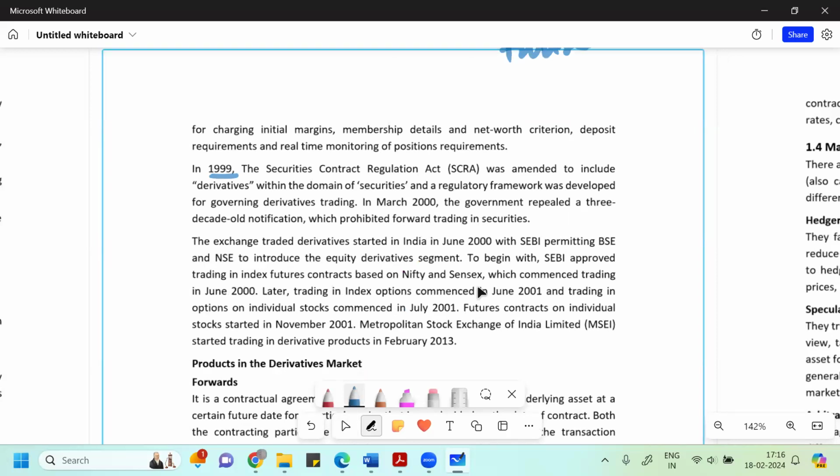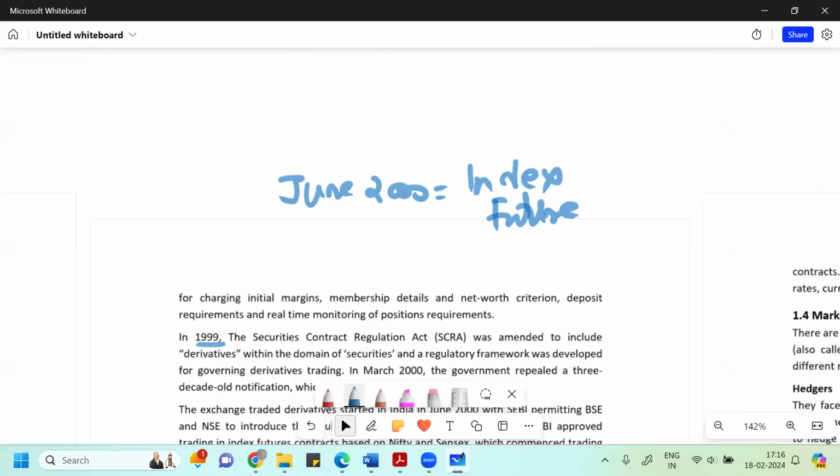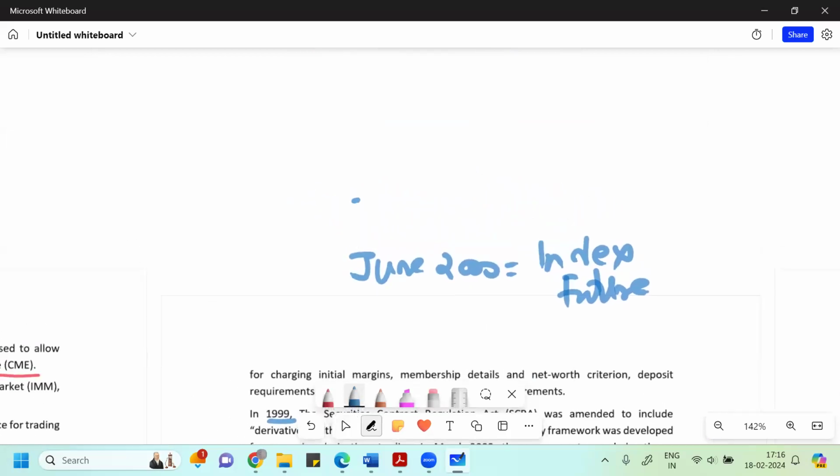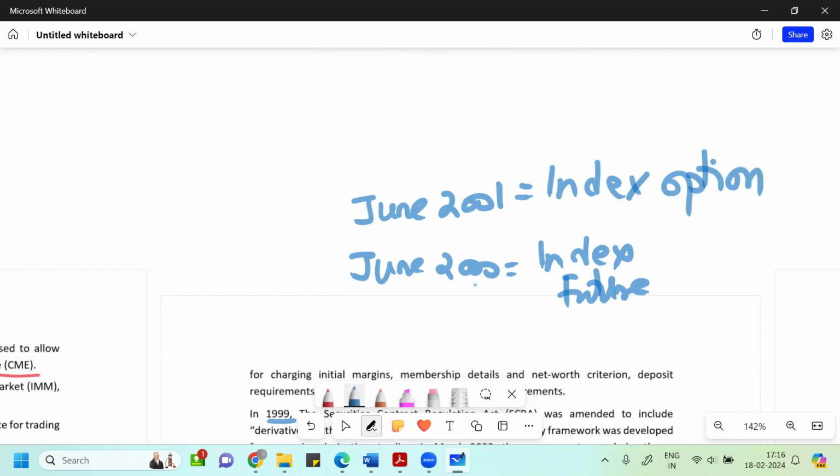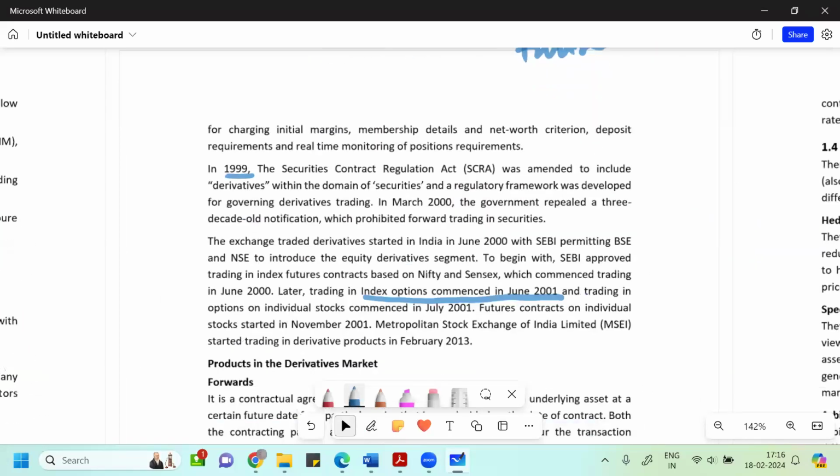Later, trading in index options started in June 2001. So in June 2001, index options were introduced for trading purposes. First, in June 2000, index futures were introduced. Then in June 2001, index options over BSE and NSE were introduced.